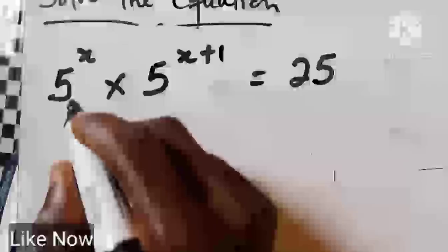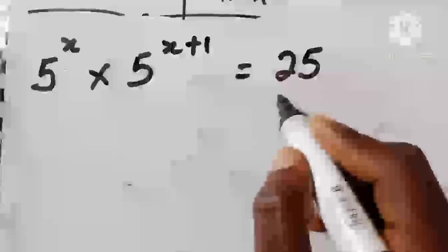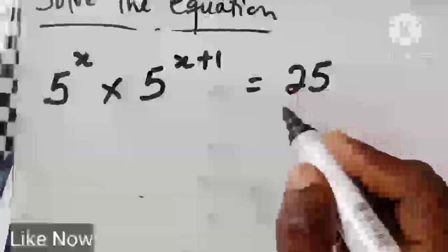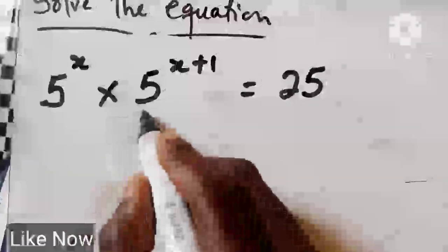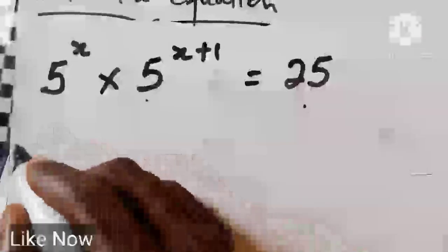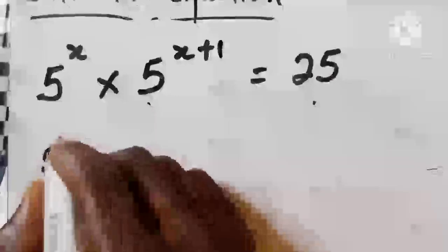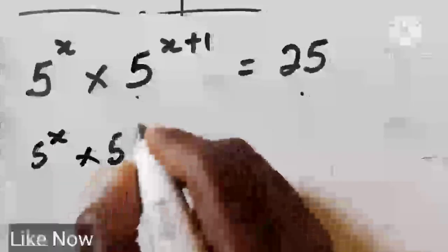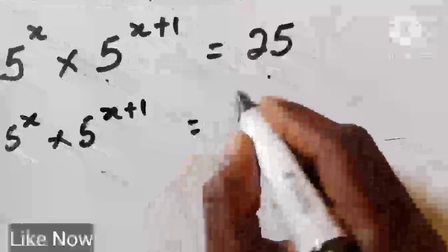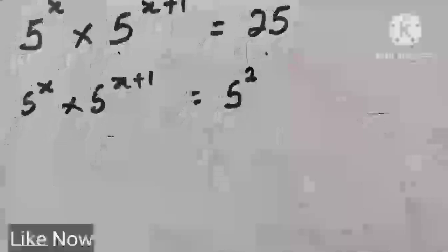Here we have 5 exponent x multiplied by 5 raised to the power x plus 1, everything equal to 25. The secret here is to make sure that all these bases are the same. Unlike the previous one, where we were dealing with just 2 terms, here we are dealing with 3. So for sure we are not doing anything to the bases. So you have 5 to the power x plus 1, that is equal to 5 raised to the power 2. That is very simple and straightforward.